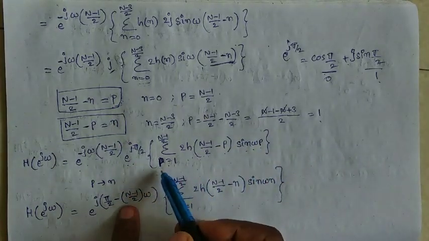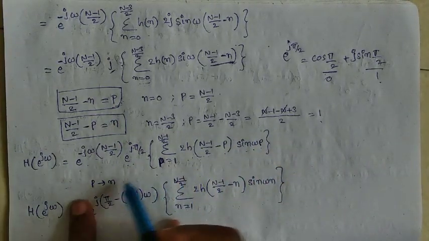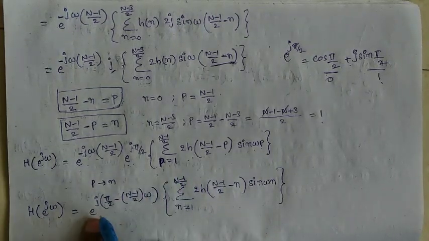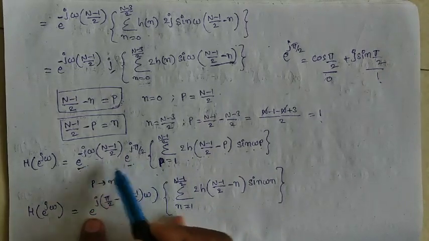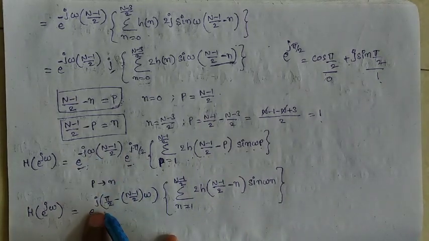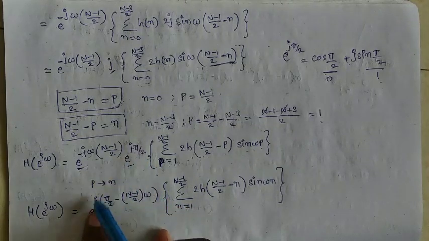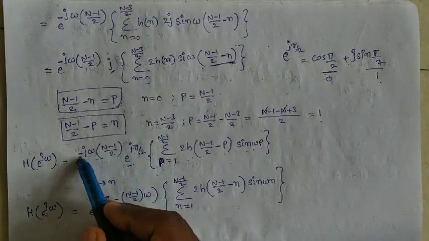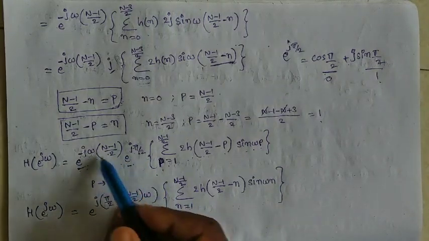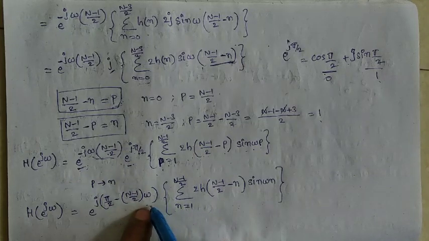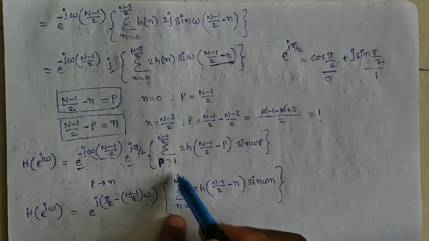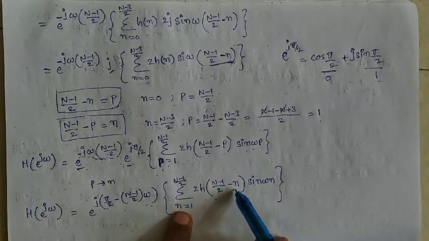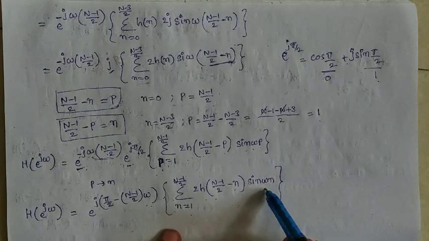Now interchanging p to n, replacing p by n in this equation. H of e power j omega is equal to what? Here the bases are the same, so we are adding the powers. e power j is common: j of (pi by 2 minus (N minus 1)/2 omega), times summation n equal to 1 to (N minus 1)/2, 2 into h of ((N minus 1)/2 minus n) sin omega n.